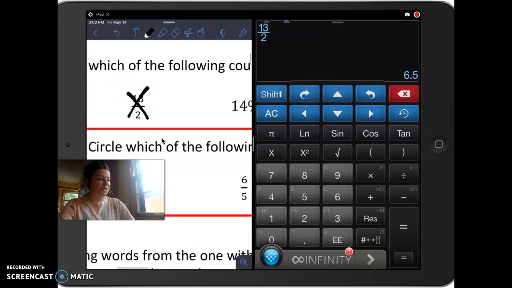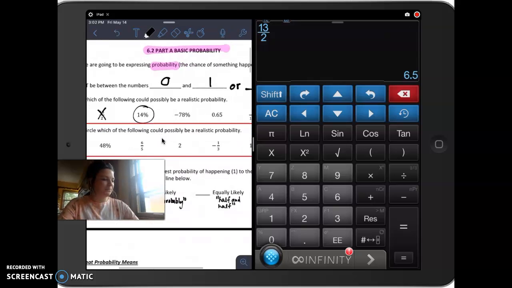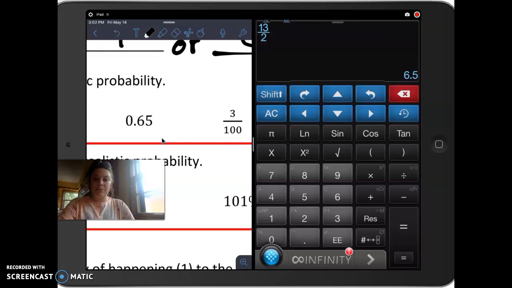Let's keep going. The next one says 14%. Remember, if it has the percent symbol next to it, then it can be between 0 and 100. So therefore, this one is a possible probability. This one is negative. Out of the question. You cannot have a negative probability. This next number is between 0 and 1. Even though it doesn't have a percent symbol next to it, that's all right. It's still between 0 and 1, so we're going to circle it.